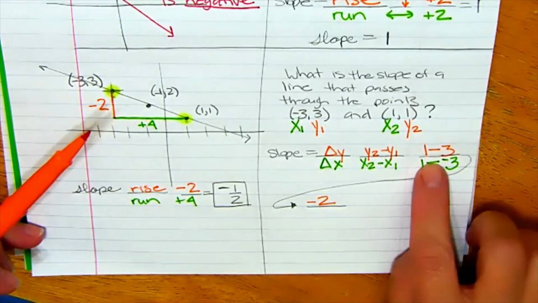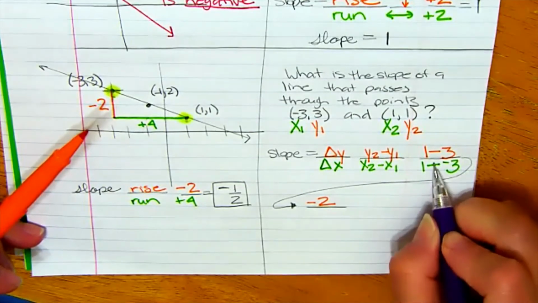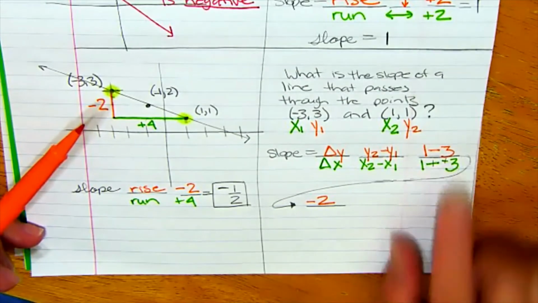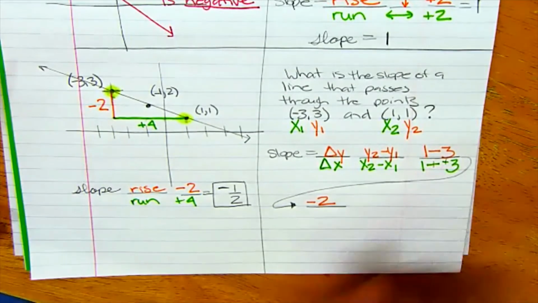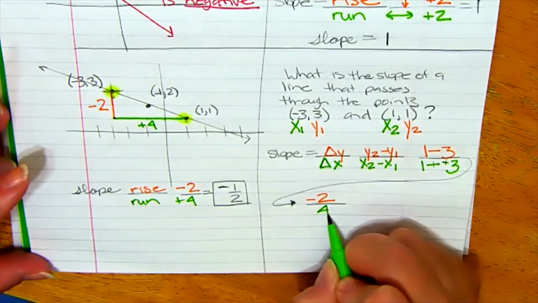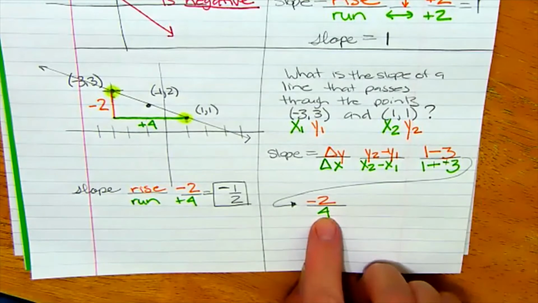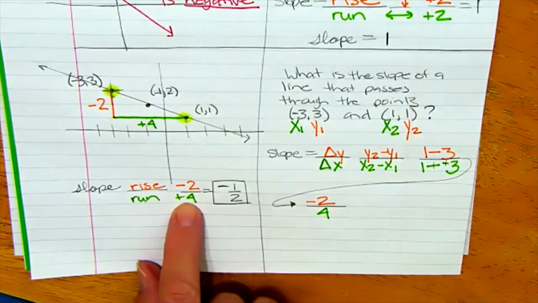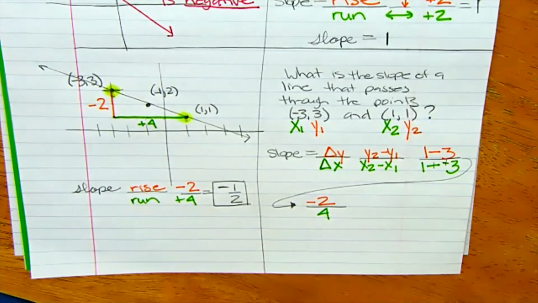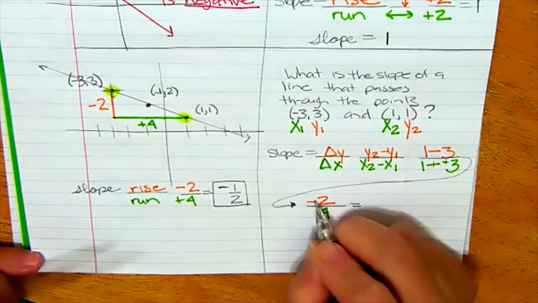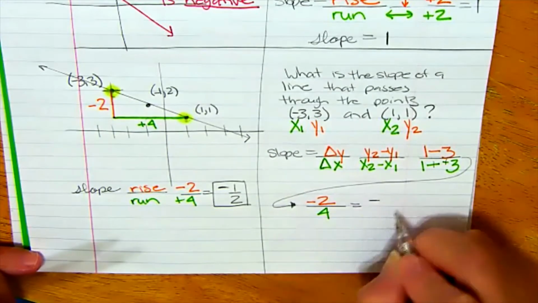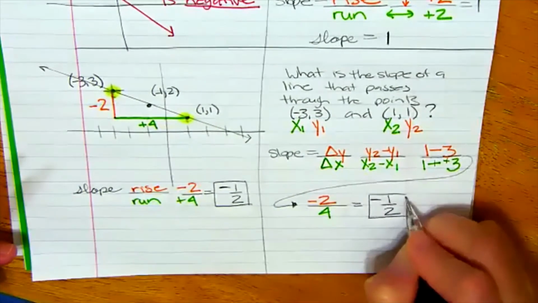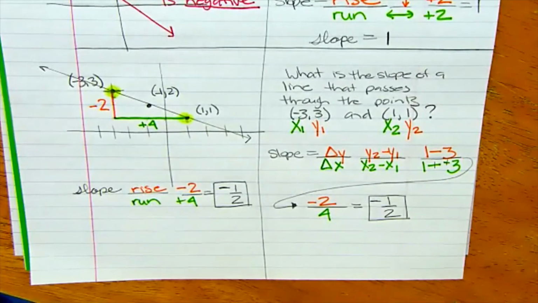And now I have 1 minus -3. I can change both of those, change it to an addition problem, change the sign of my second number. So now I have 1 plus +3 is 4. Oh, would you look at that? This looks like this. Interesting. So I have a negative and a positive, which is negative, and 2/4 can be reduced to 1/2. So my slope is -1/2.